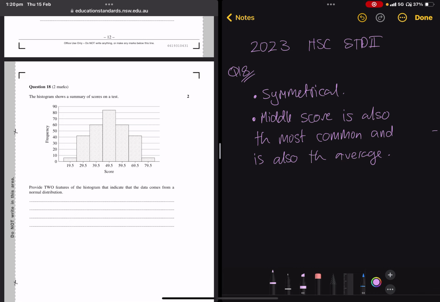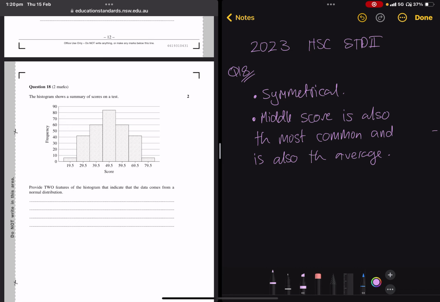We know that the middle score is the mean because all the data around it is symmetrical, right? So any scores below cancel with scores above. And that's true for the 39s, the 59s, the 29s, 69s, 19s, 79s. They all cancel in the average. So the average will be about 49.5. The mode is definitely 49.5. The median will have to be about 49.5 as well.